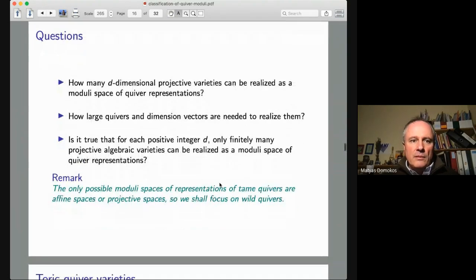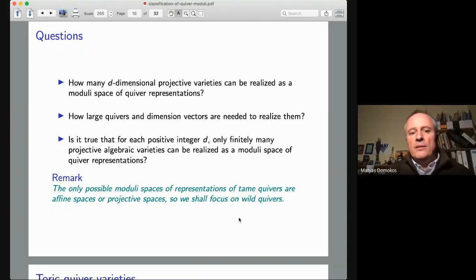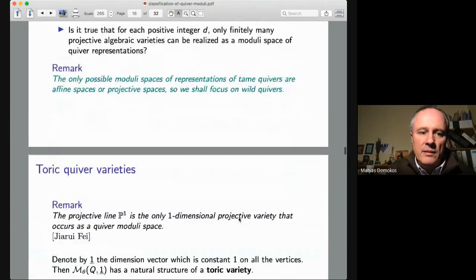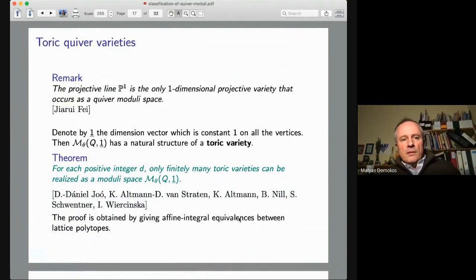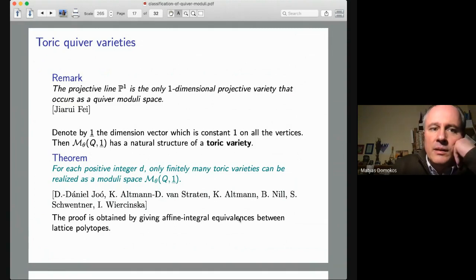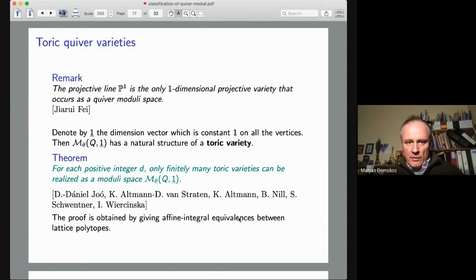And it's known, it follows from results in the literature, that if we restrict to tame quivers, then all possible moduli spaces are affine spaces or projective spaces. So we should focus on wild quivers. And two more remarks. A one-dimensional projective variety: the projective line is the only one-dimensional projective variety which occurs as a quiver moduli space. So this is an observation of Yiru Fei.